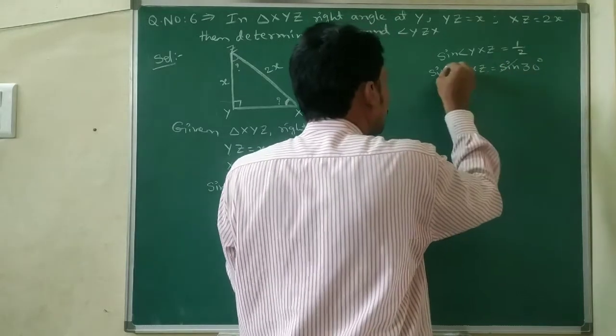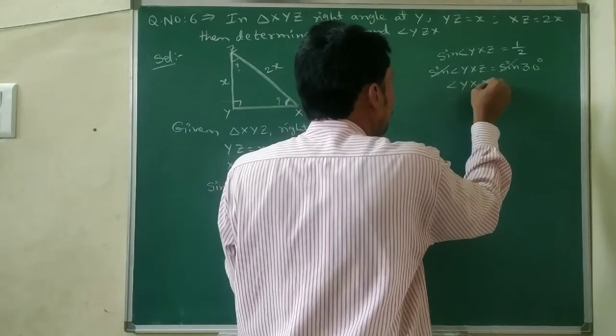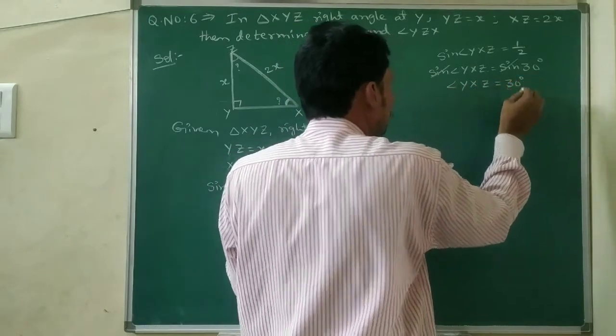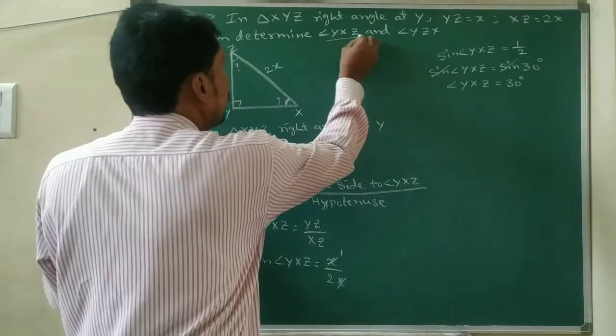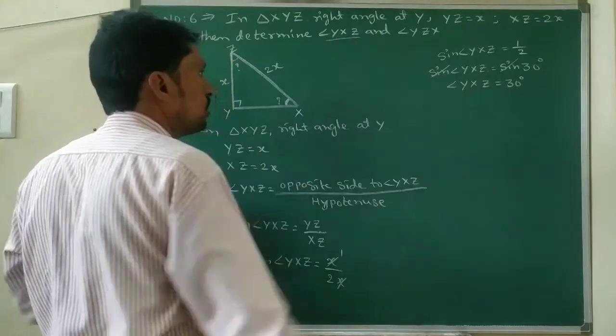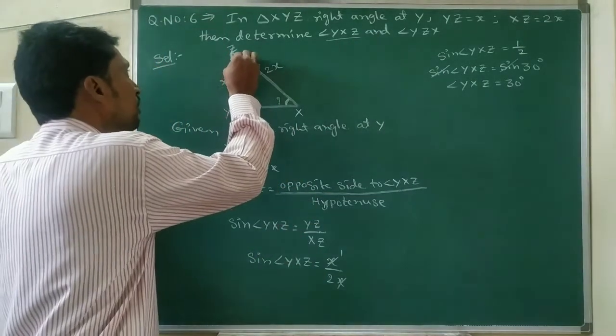So both sides sine we can cancel. We get angle YXZ equals 30 degrees. So angle YXZ value we got is 30 degrees. This is completed. Next, here this angle we need to find.